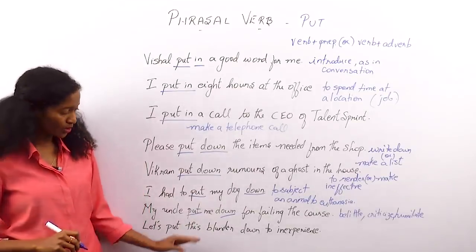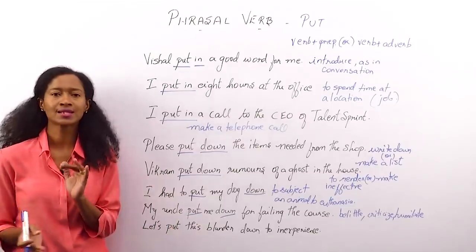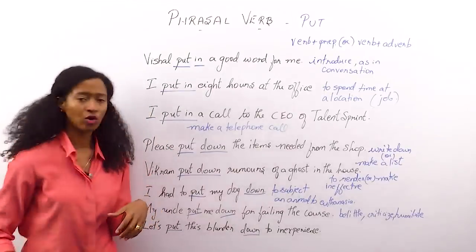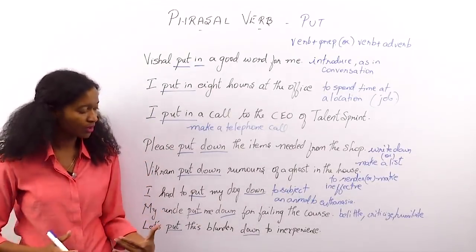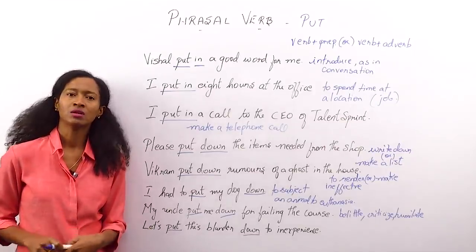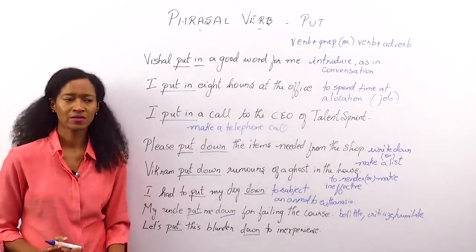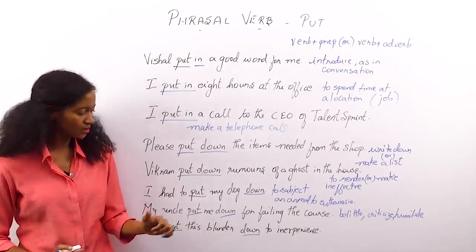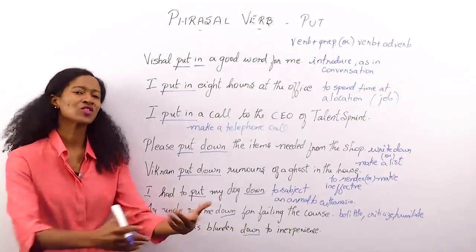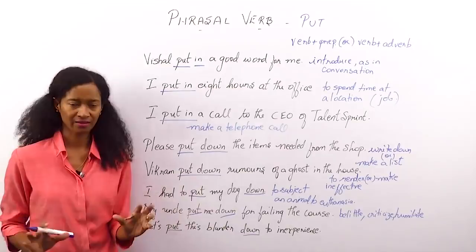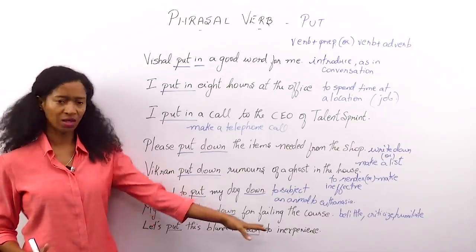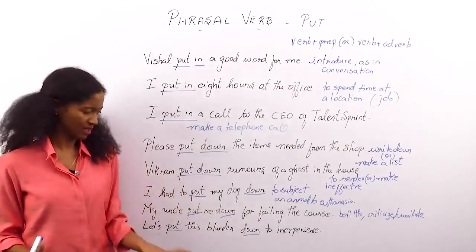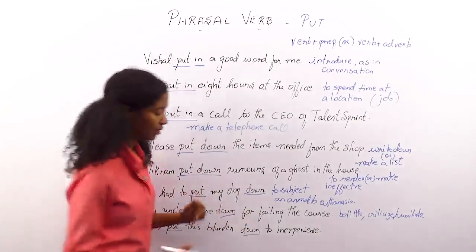Last one. Let's put this blunder down to inexperience. Again, separated by the object blunder. Let's put this blunder down to inexperience, meaning what? Let's attribute this to inexperience, right? Like saying that the reason why this mistake happened is because of inexperience. So you're attributing this blunder to inexperience. The reason was inexperience. That's why this person made a mistake. Blunder means mistake.